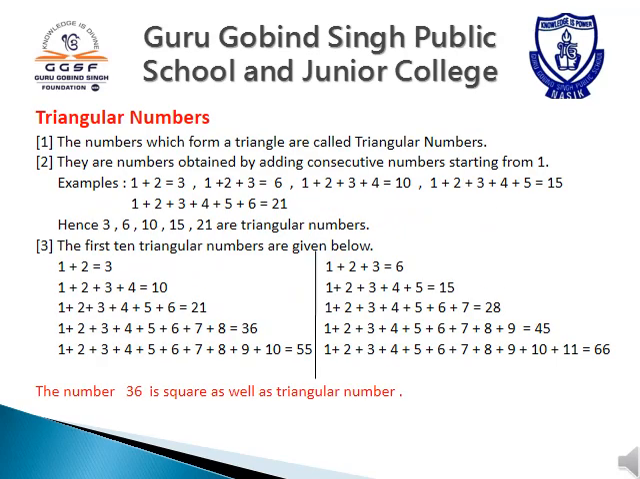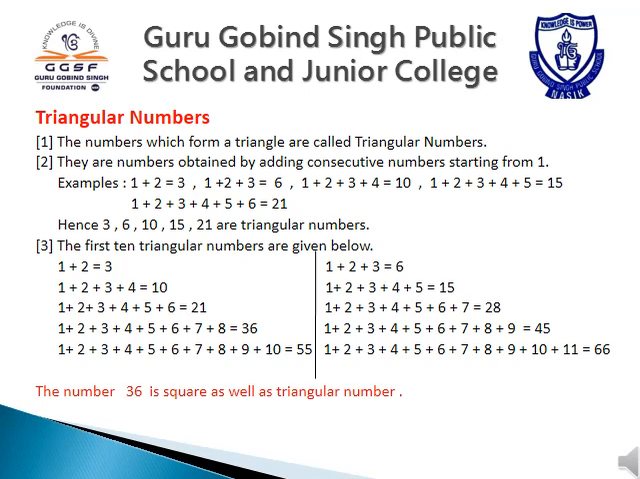Next, triangular numbers. The numbers which form a triangle are called triangular numbers. They are numbers obtained by adding consecutive numbers starting from 1. Here we will add the consecutive numbers starting from 1. Consecutive numbers mean the next number in the sequence.